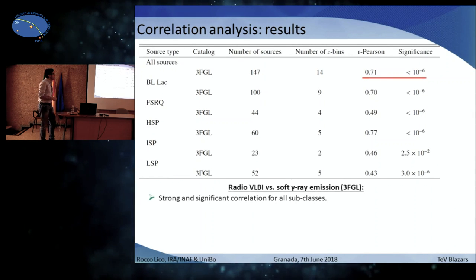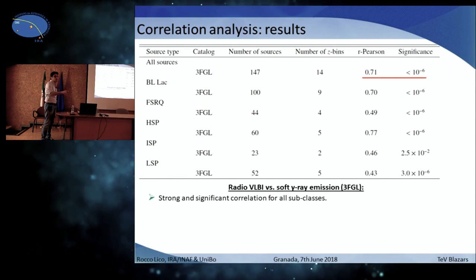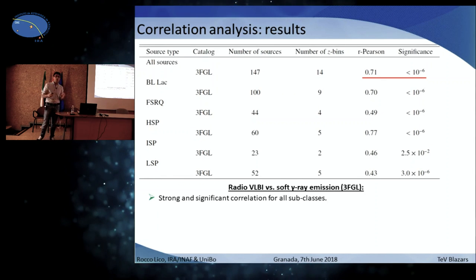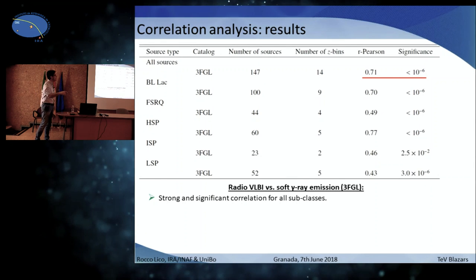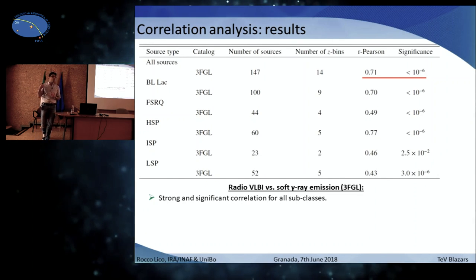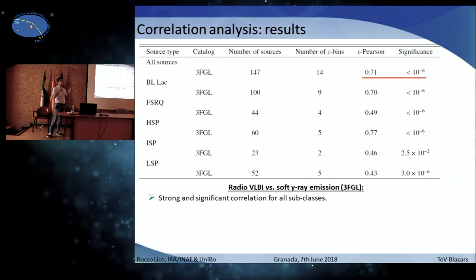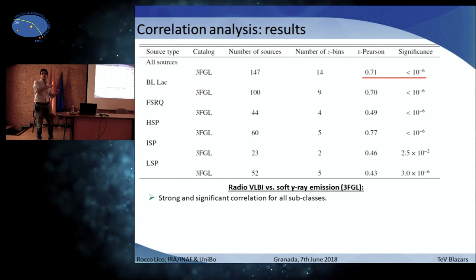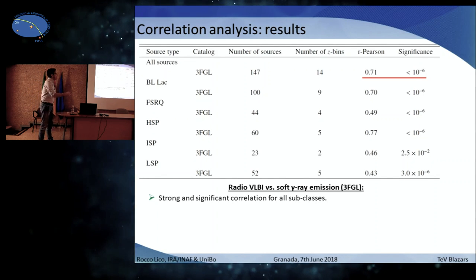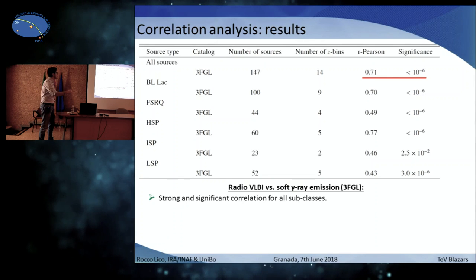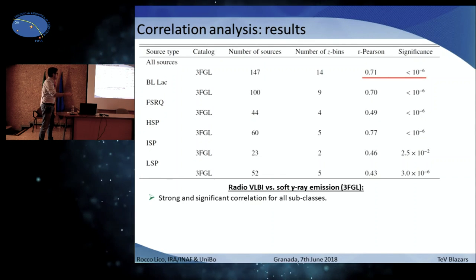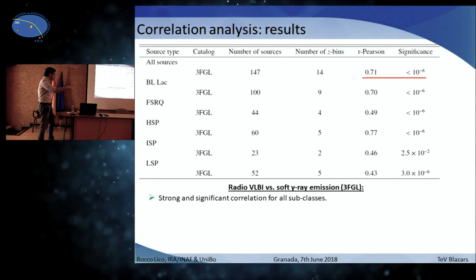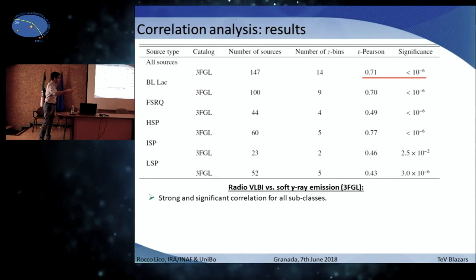As you can see, we find a strong and significant correlation when considering the gamma ray energy of the VFGL between 100 MeV and 300 GeV, which was expected. And in this case, we are finding an even stronger correlation than what was found in the previous work. One of the effects producing this behavior is that we are using VLBI radio observations, which are more suitable for such a comparison. We find a strong correlation both for the full sample and for the various subsamples, both FSRQs and BL Lacs, still a strong correlation, and also for the three subclasses of low, intermediate, and high synchrotron peaked blazars.